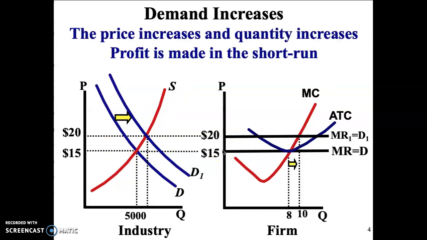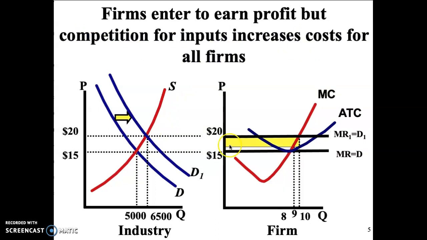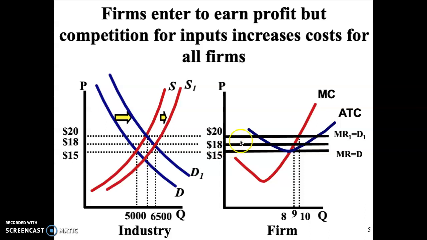But in an increasing cost industry situation, the input costs for the existing firms escalate to match that price as it's coming down. So the price is not going to come all the way back down to 15, but instead the new price is going to come back down to, say, in this case, $18. Notice that supply has shifted out, but it hasn't shifted out as much as demand shifted out initially.